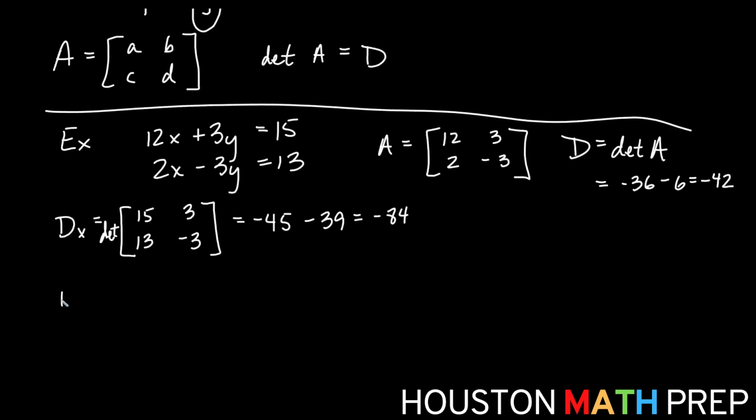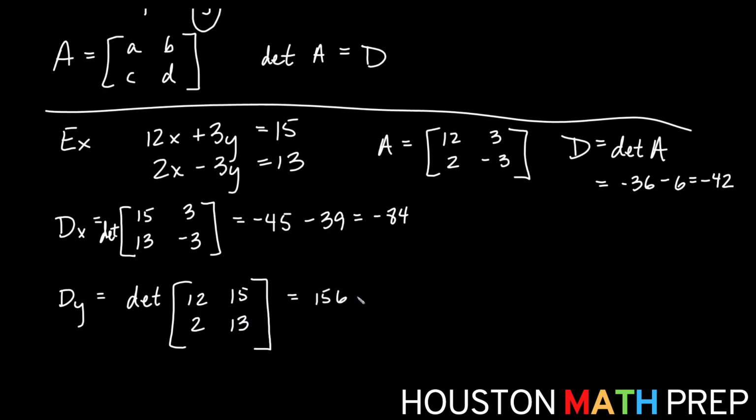And then for our D sub y, that will be the determinant if we take the 15 and 13 and replace the y coefficients, so the 3 and the negative 3 get swapped out, and we keep the original of the other column. So in D sub x, we're plugging the right-hand values in for the x column coefficients. For D sub y, we're plugging them into the y column. So this is going to be 12 times 13, which is 156, minus 2 times 15, which is 30. So we get 126 there.